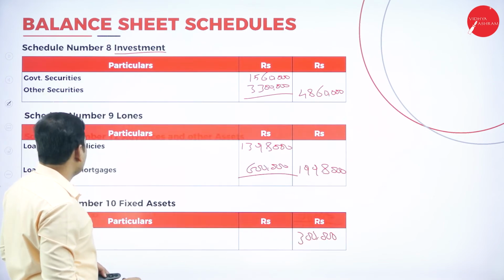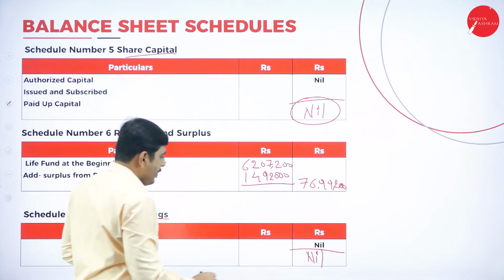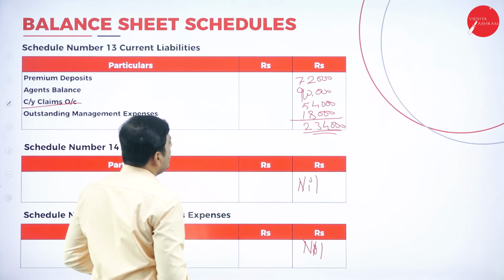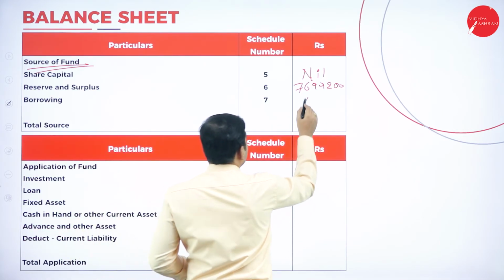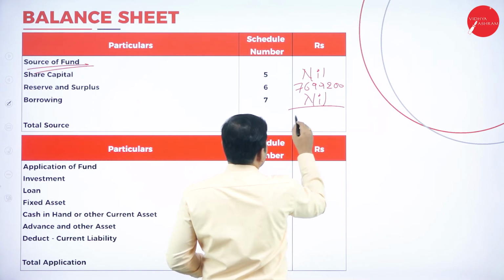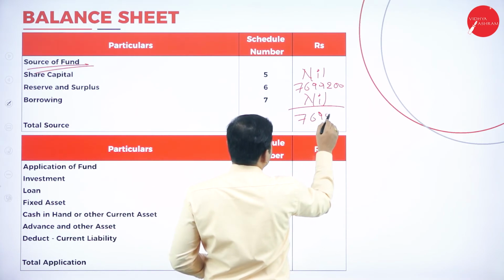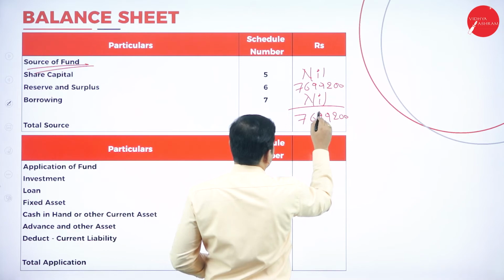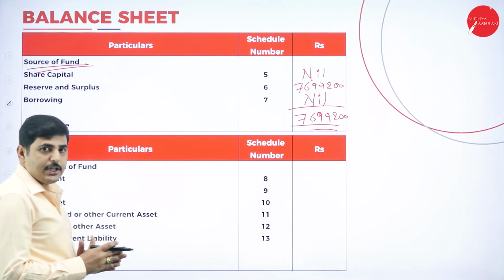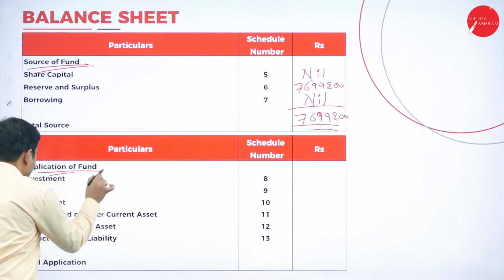Now let's look at the total borrowing. Schedule number 7, borrowings nil. So we don't have any amount in borrowing, it is nil. Now total it is 76 lakh 99,200. Now coming to the application of fund, total application.